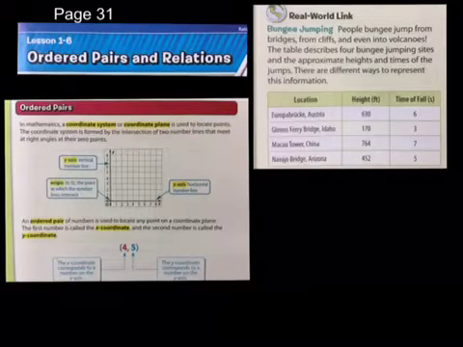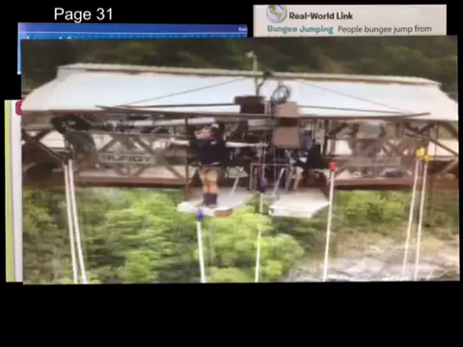Hello boys and girls, and welcome to lesson 1-6 on page 31. We're going to look at ordered pairs and relations, and we're going to look specifically at coordinates and the coordinate planes. Okay, first let's look at a situation where we would use the coordinate planes. Bungee jumping would be an example.